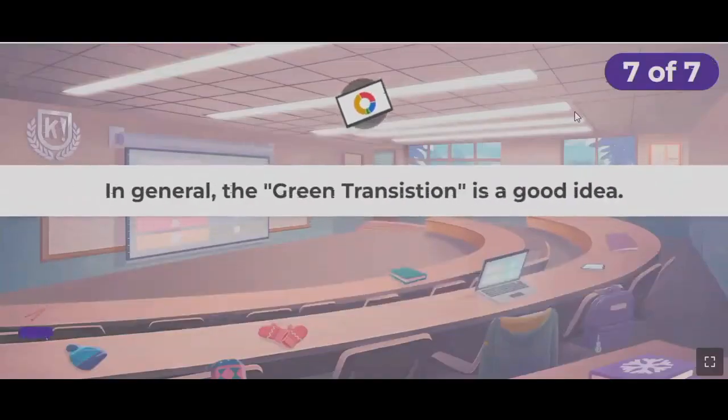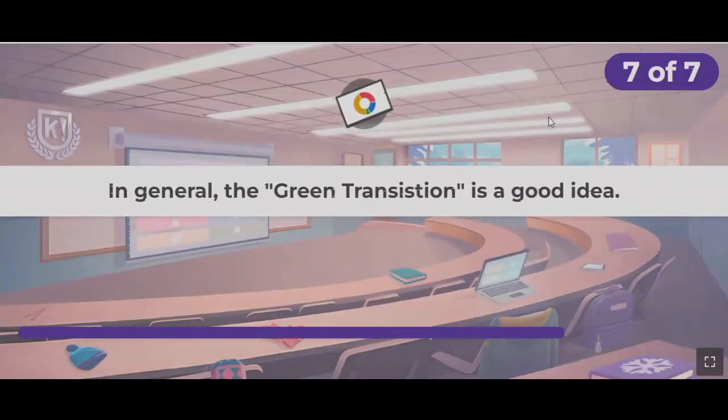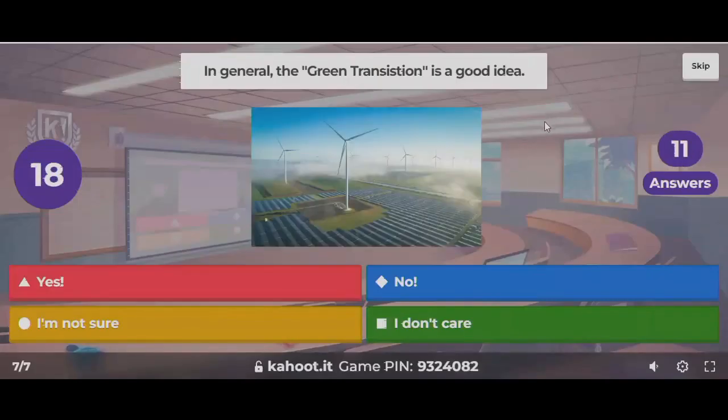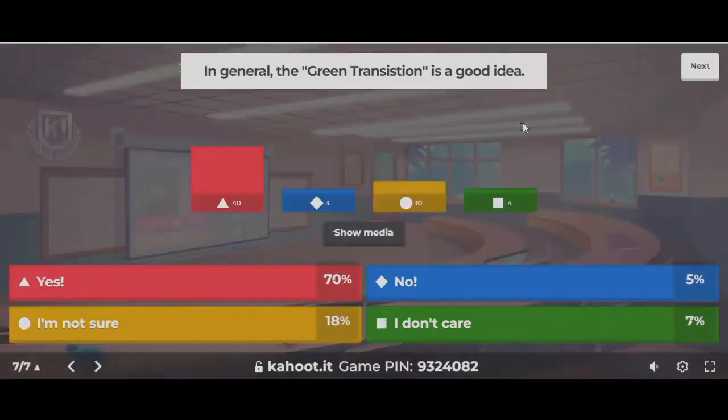And the last one is a poll. I just want to see your opinion. In general, the green transition is a good idea. Yes, no, I'm not sure, or I don't care. Let's see. The answer is yes, apparently.